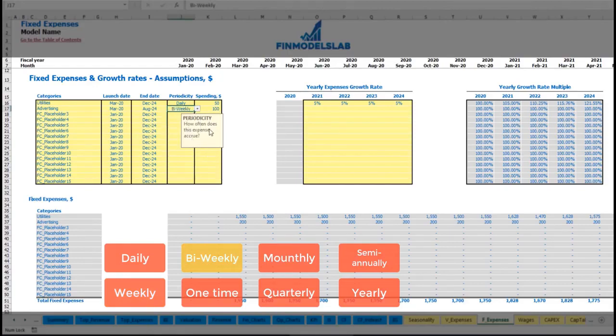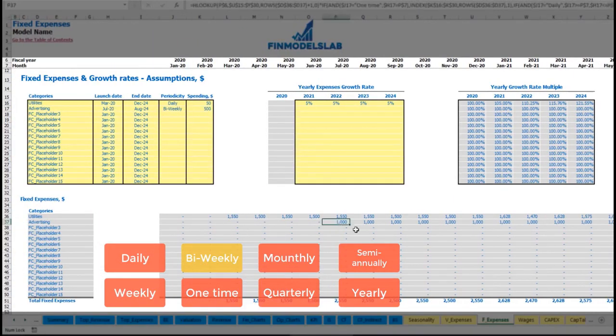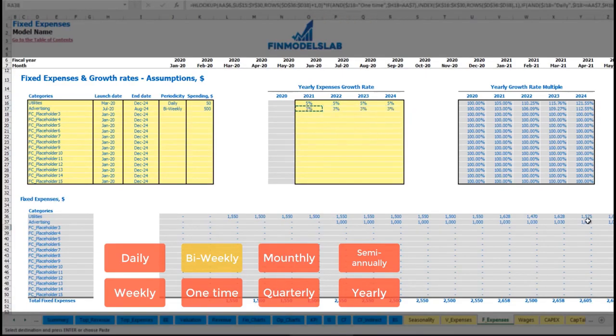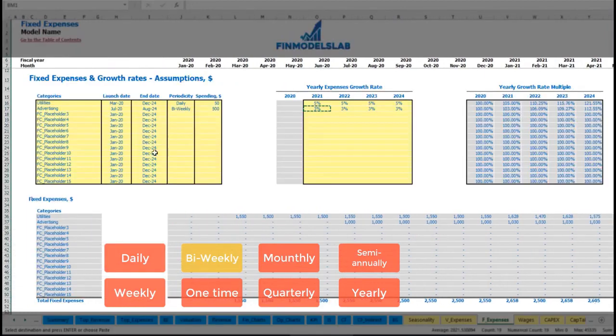Another option is bi-weekly. For example, $500. You can start from July, for example, and you will have 2 payments, which is 2 bi-weekly payments within the month. $500 multiplied by 2, you have $1000 per month. Again, you can input some growth rate and you will see that your advertising expenses will grow year over year till the August 24, which is the last date of this expense type.